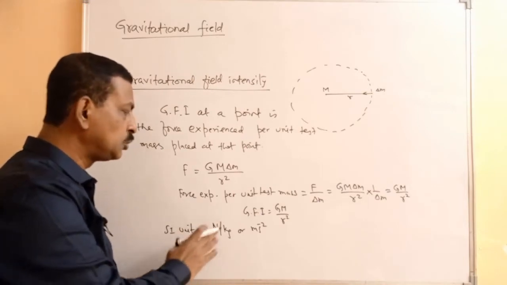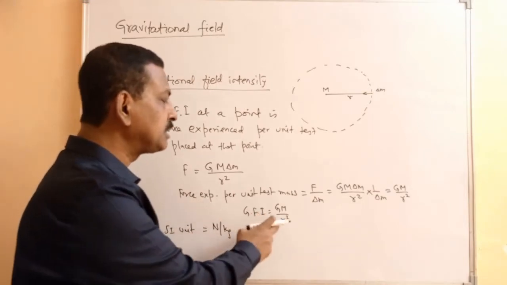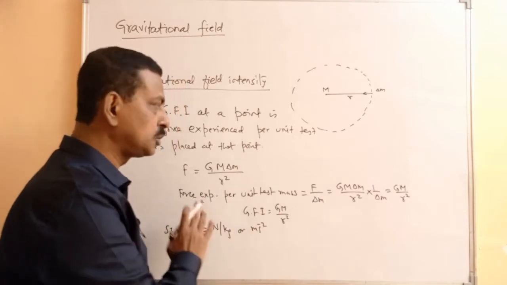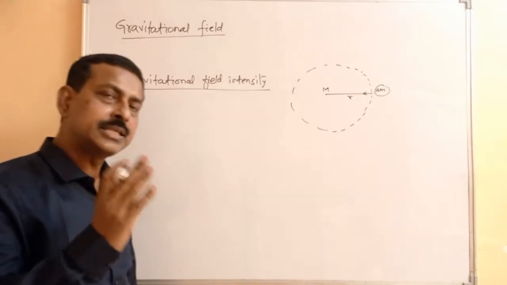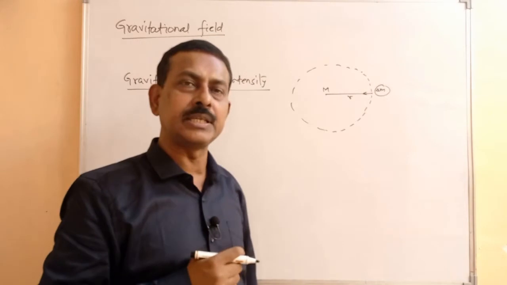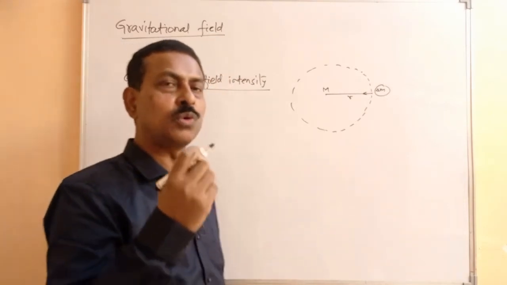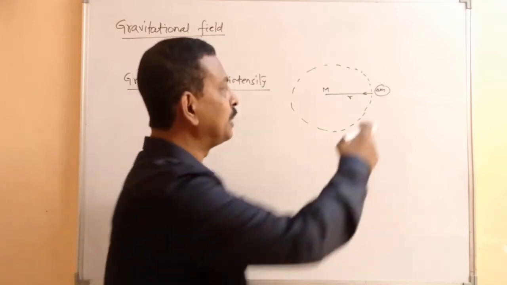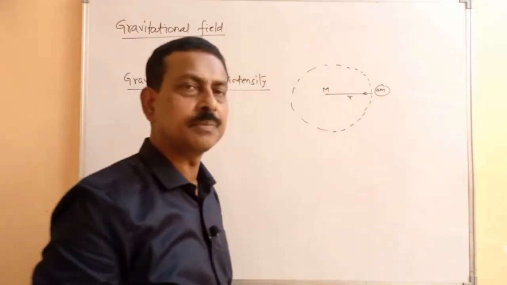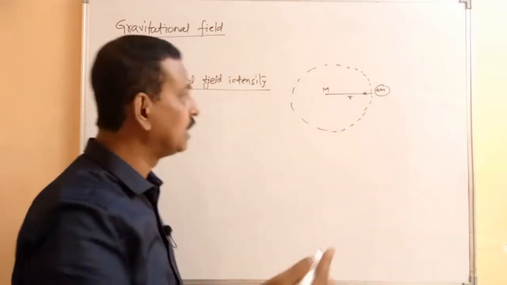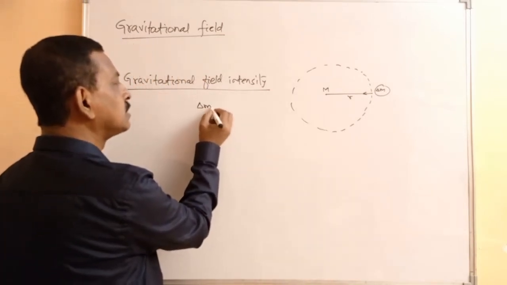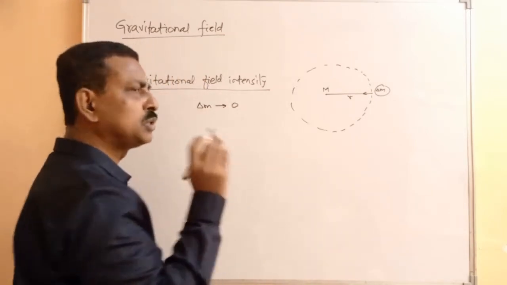So this is how you can get the expression for the gravitational field intensity as well as its unit here. In its definition of the gravitational field intensity as well as that of the gravitational field, we have used the word test mass. We have said that this delta m is the test mass there. What is this test mass?